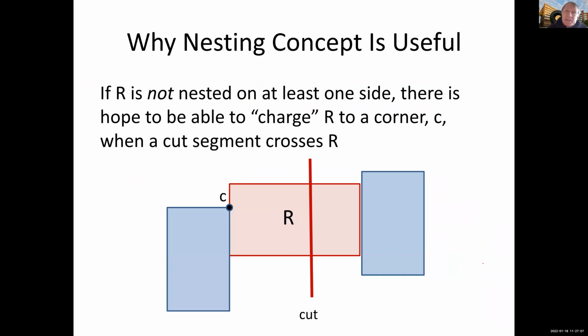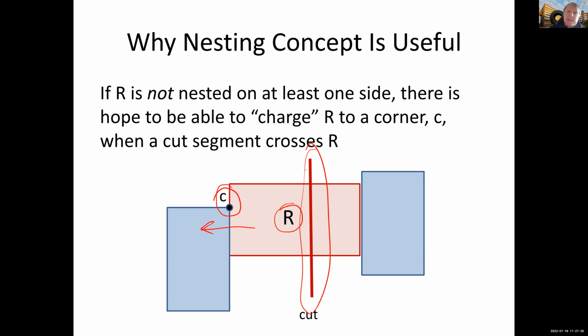So the nesting concept is useful because if R is not nested, let's say to its left, then there's going to be a feature, a corner C, that we charge R to, because if we have a cut that crosses R, we're going to discard R and somebody needs to pay for it. And that somebody will be a feature, a corner like C.